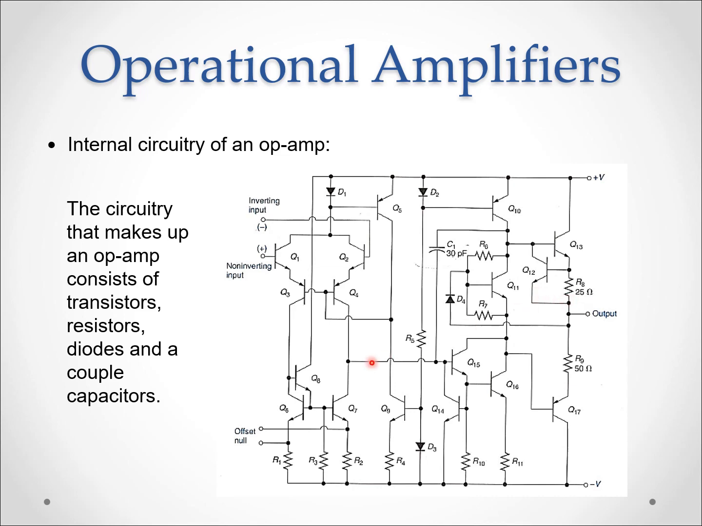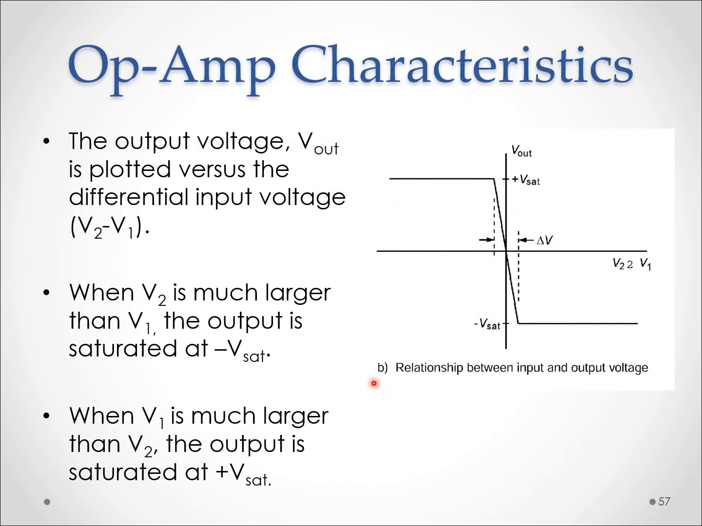In terms of the characteristic of an op-amp, the output voltage V out is plotted versus the differential input voltage V2 minus V1. We can see that when V2 is much larger than V1, the output is saturated at negative V sat, while if V1 is much larger than V2, or on this left side, the output is saturated at the positive V sat.